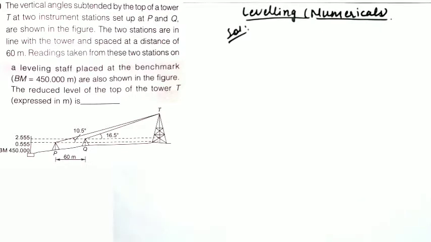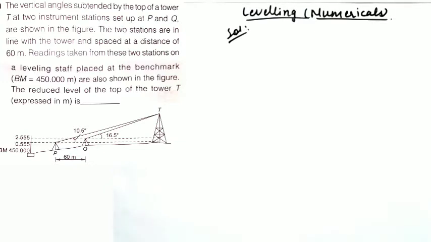Now the question is, the vertical angles subtended by the top of a tower T at two instrument stations set up at P and Q are shown in the figure. Two stations are in line with tower and spaced at a distance of 60 meters. Readings taken from these two stations on a leveling staff placed at a benchmark are also shown. You are given with the benchmark.